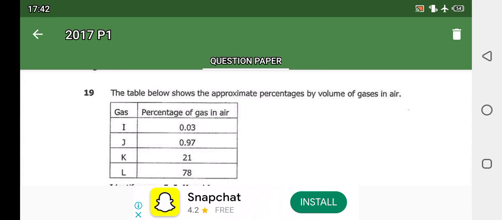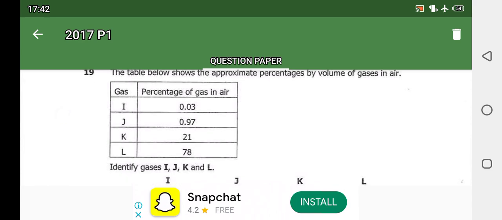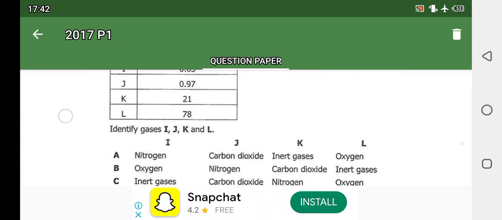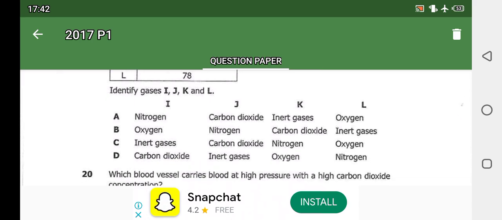The table below shows the approximate percentage by volume of gases in air. Gas I, J, K, L, percentage of gas in air. We all know the percentages, meaning which gas has 0.03, which gas has 0.97, which gas has 21%, which gas has 78%. So the answer is I.